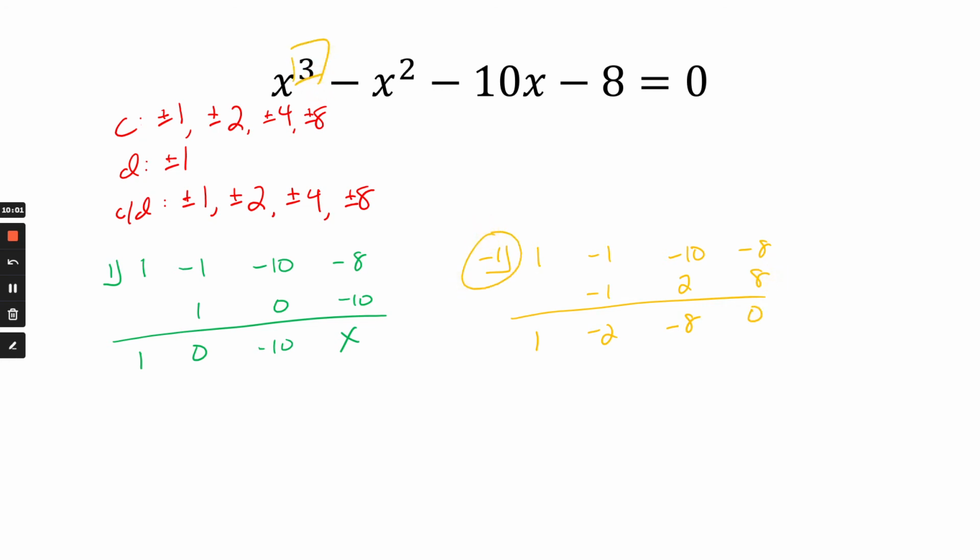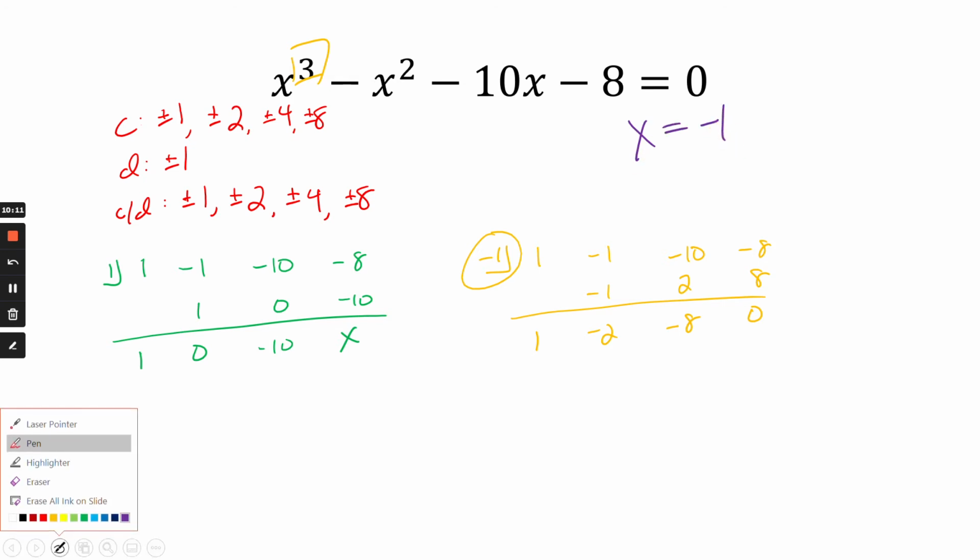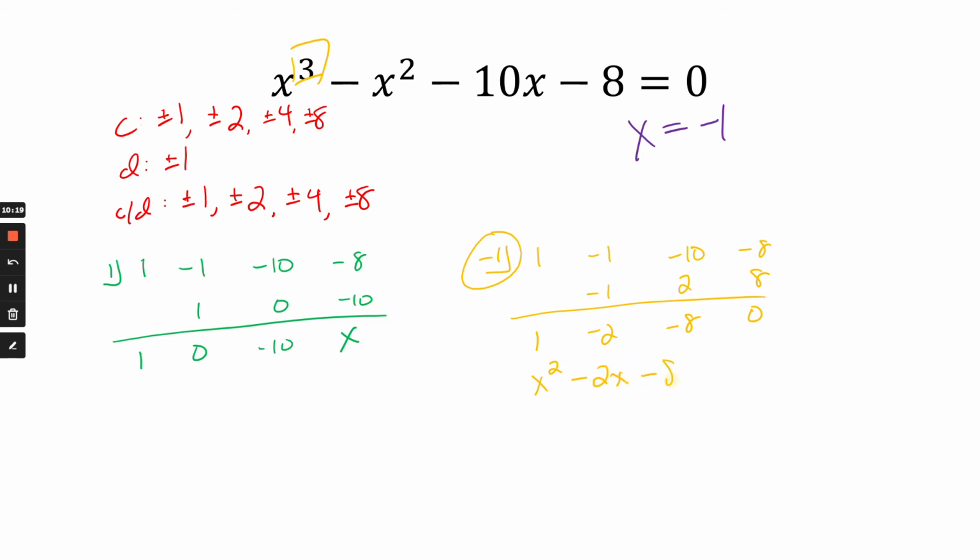Remember, I'm looking for 3 answers, so I've got 1 out of my 3 answers. I'm just going to kind of keep a little list up here. X equals -1. I got to get 3 numbers in that list. Now here's the cool part. Remember I had x to the third. I'm going to drop down an exponent, so I'm going to go x squared minus 2x minus 8.